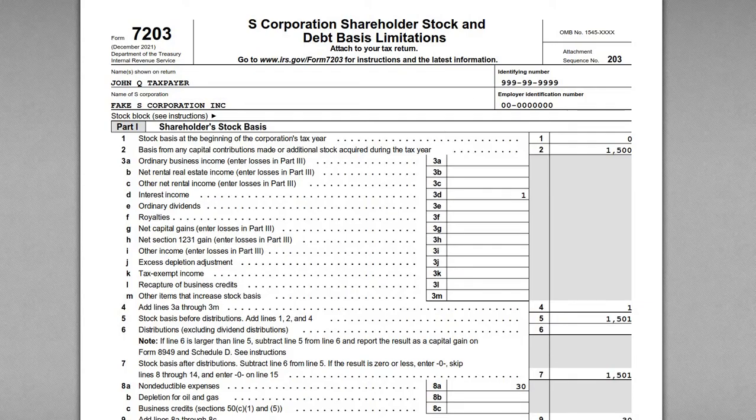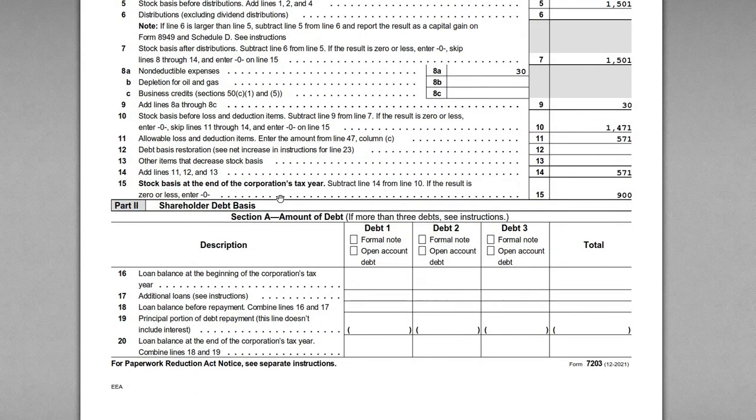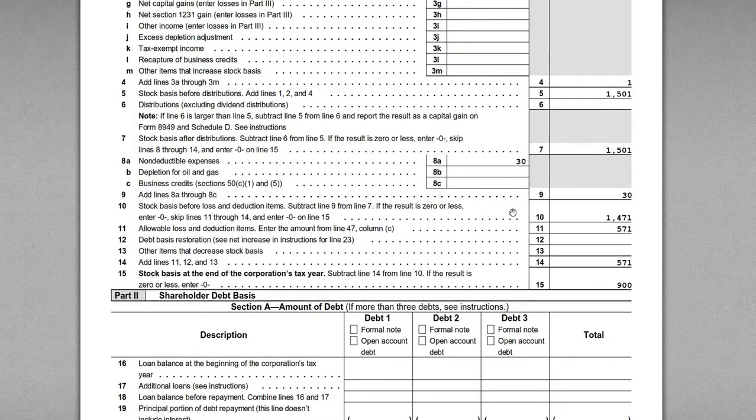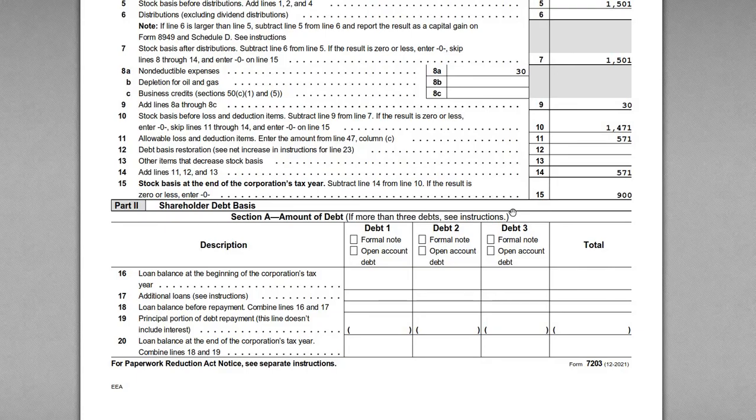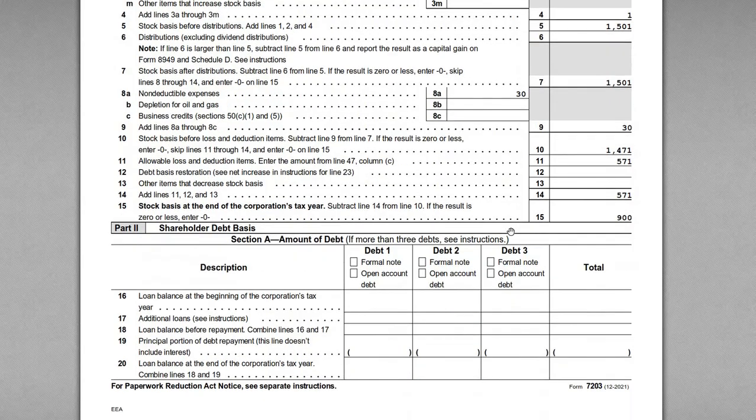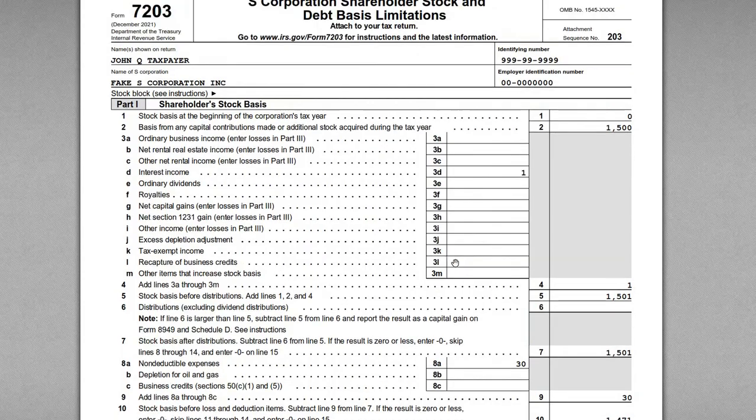So let's talk about the form itself. It's pretty straightforward. It looks very similar to a lot of basis worksheets that you see with S Corporation tax returns and K1 packages. Part 1 is the shareholder stock basis, and part 2 is the shareholder's debt basis. Remember, an S Corporation shareholder has debt basis to the extent they have loaned money to the company. So you need to track their equity basis in the stock, and if they have loaned money to the company, they have shareholder debt basis as well. In this example, the taxpayer hasn't loaned any money to the S Corp, so he's not going to have any debt basis. So we're only looking at the stock basis.